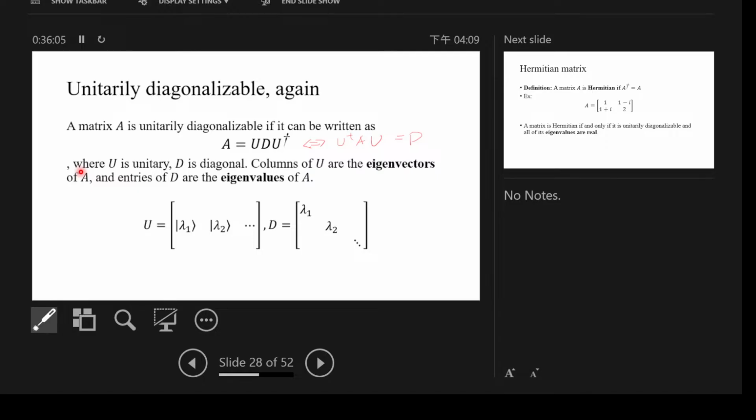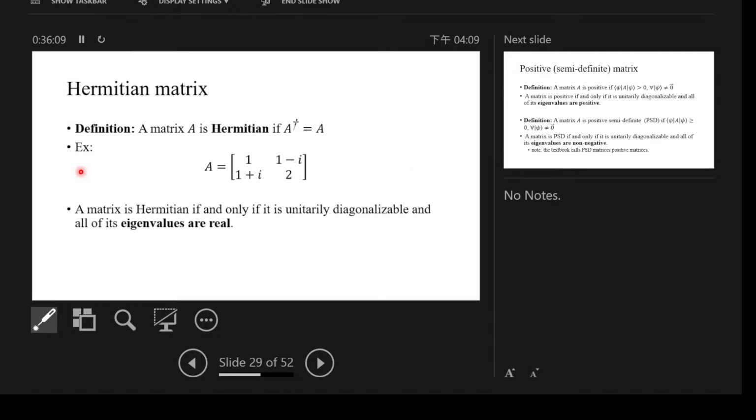Okay, then let's talk about more matrices. We have the Hermitian matrix. It's a lot like a symmetric matrix, but in terms of complex numbers. It's a matrix where you do this dagger operation, and you still get back the same matrix. And here is the example. Hermitian matrix A has 1, 1 minus i, 1 plus i, and 2. The dagger operation is transpose and then complex conjugate. I guess we can write down A transpose here for comparison. So A transpose equals 1, 1 minus i, and 1 plus i, and 2.